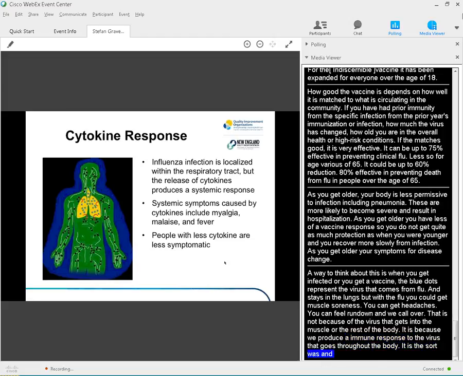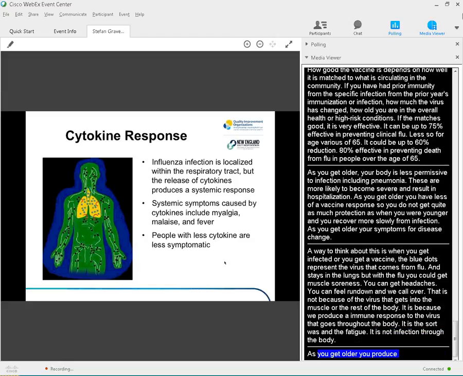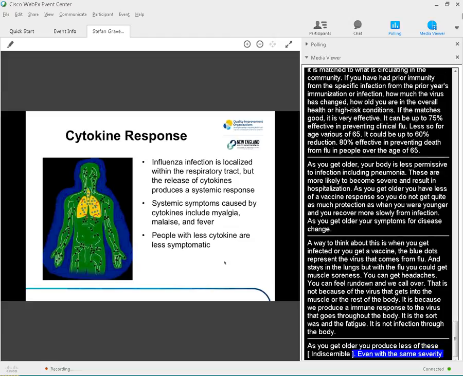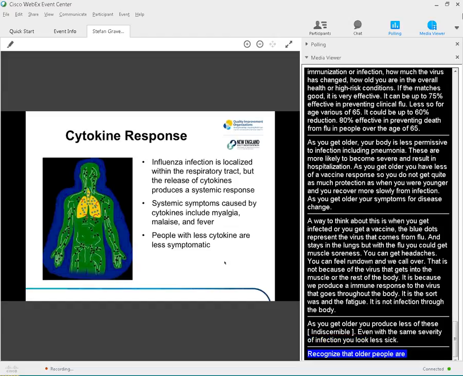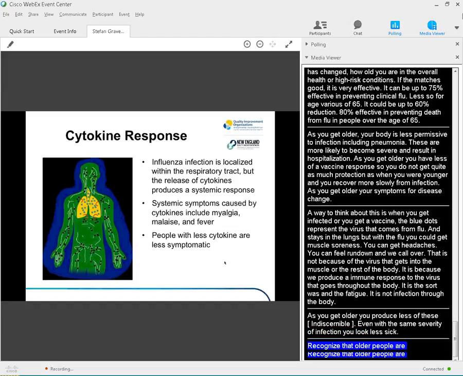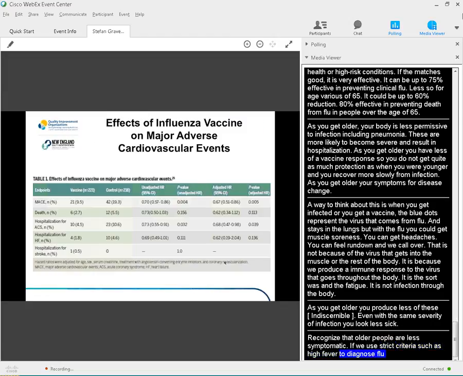As you get older, you produce less of these cytokines. So even with the same severity infection, you tend to look less sick, even if you're going to end up dying from it. So recognize that older people are less symptomatic, and if we use strict criteria such as high fever to diagnose flu, you will miss a lot of old folks that have influenza or other infections for that matter.